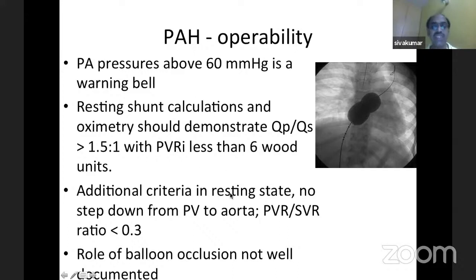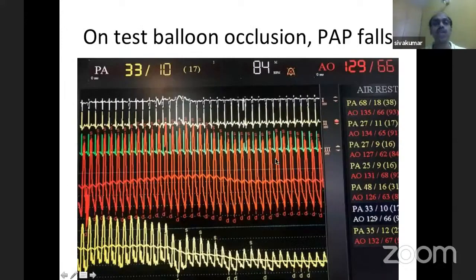In addition to these two criteria, more than 1.5 shunt and less than 6 Wood units, there should not be a step down from PV to aorta, and the PVR by SVR ratio should be less than 0.3. Role of balloon occlusion in ASD is not very well documented in literature, unlike in PDAs, but you need to understand in ASD also the PA pressure will fall.